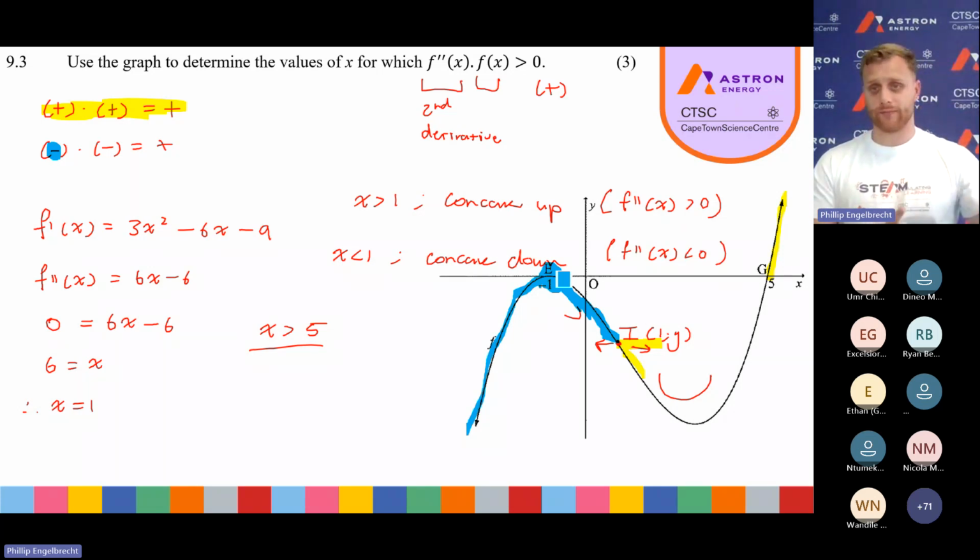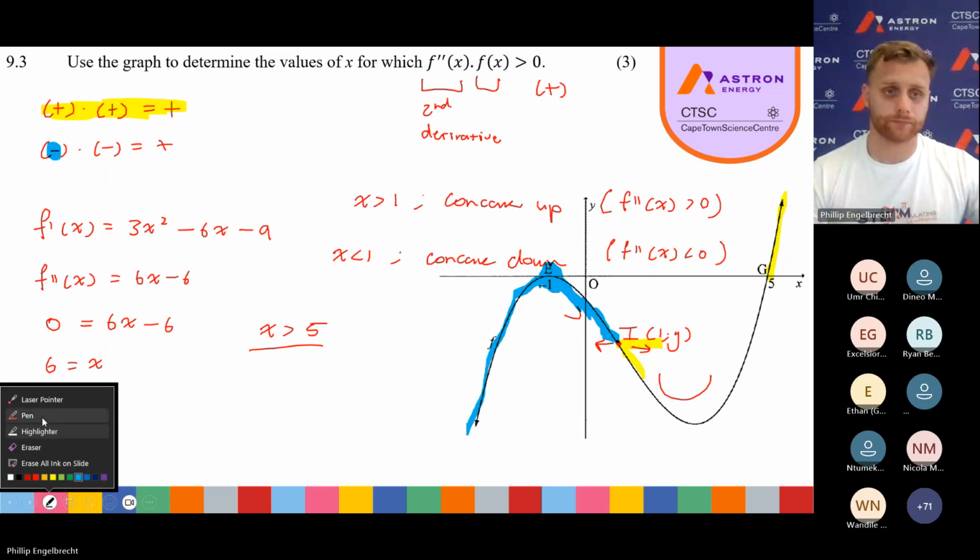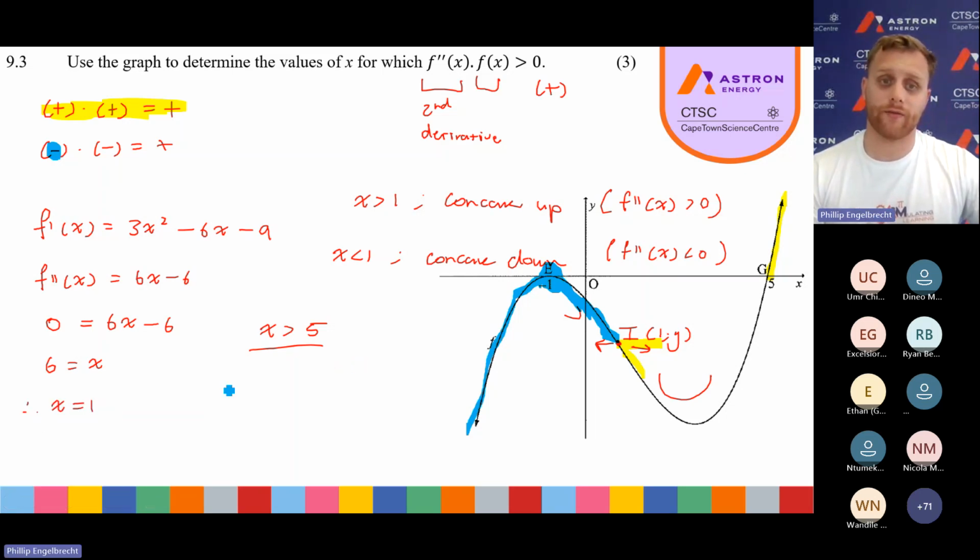So let's look at this again. When I go to any x value that's less than 1, it means that my second derivative is negative, and it means my function is negative. And remember, a negative multiplied by a negative is a positive. So therefore, taking out my pen, I can say that x is greater than 5 or x must be less than 1.